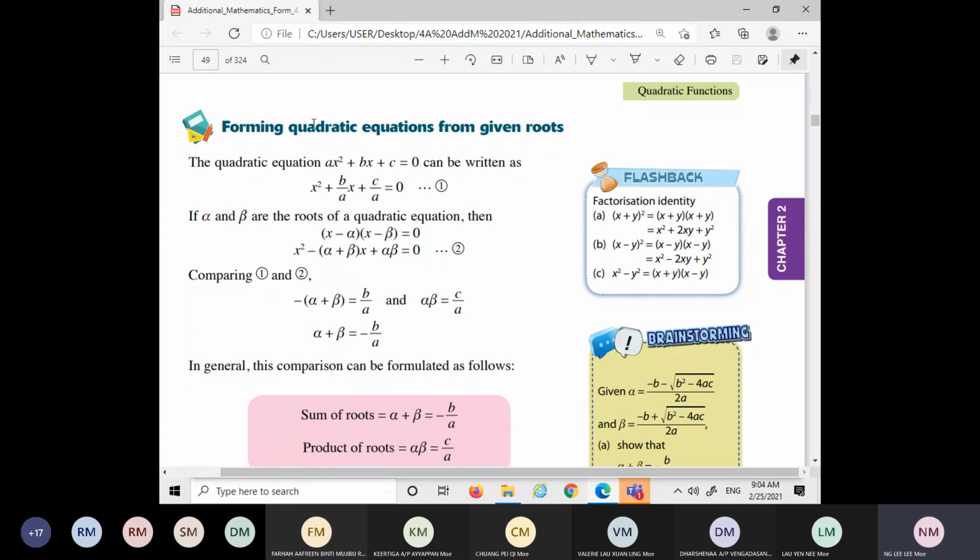Okay, this is chapter 2, so you are using MS2. Okay, so index for today. Just write this: forming quadratic equations from given roots. Okay, so this is index for today. Today is 25th. So do in your MS2.